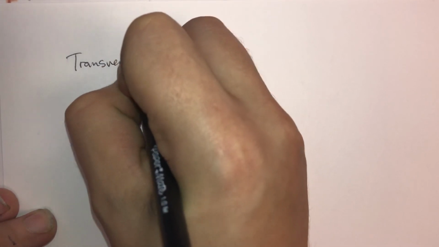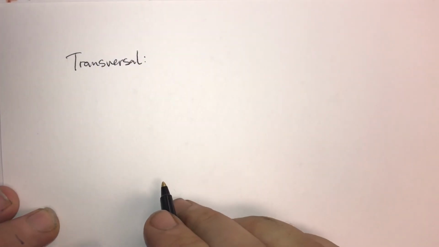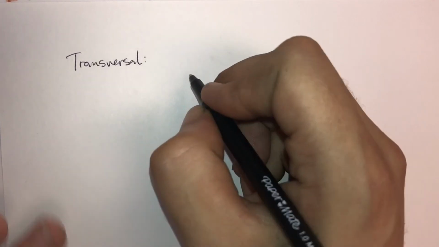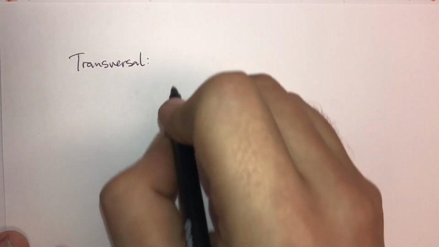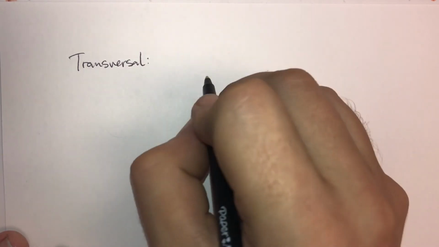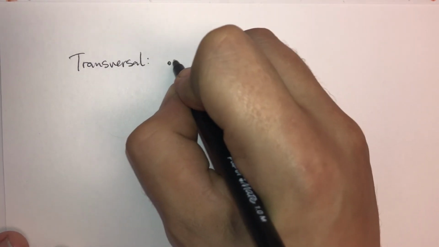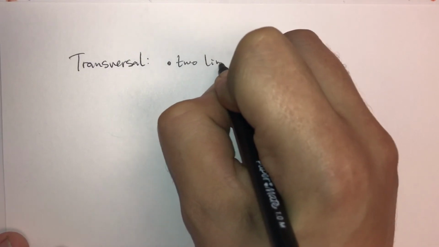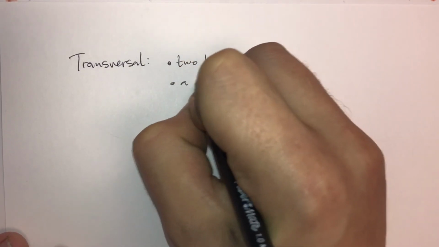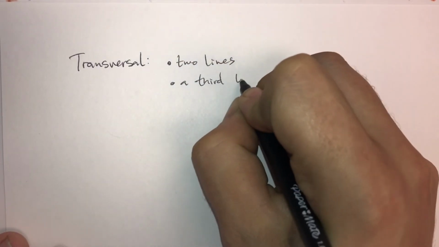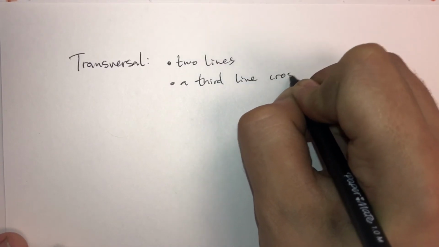So then what is a transversal? A transversal is a geometric object made up of two lines being crossed by a third. So a transversal is a geometric object made up of two lines and then a third line that crosses both.